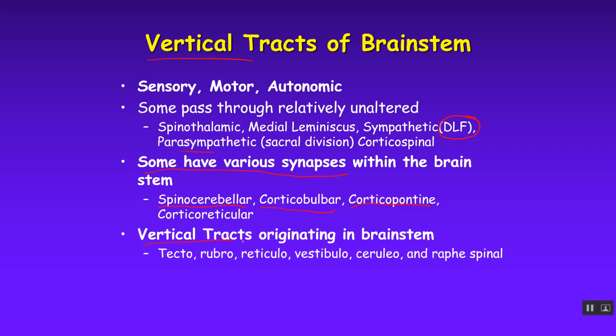Then we actually have vertical tracts that start in the brainstem. They originate in the brainstem itself. So these are all of our brainstem, mainly medial activating systems: tectospinal, reticulospinal, vestibulospinal. Those three are the medial activating system pathways that start in the brainstem.